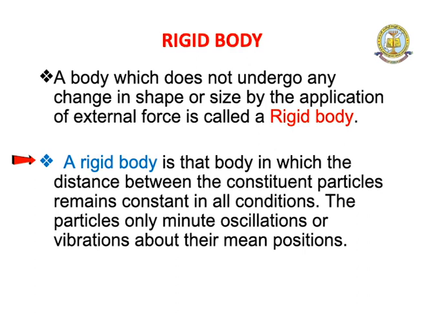Okay, a rigid body which does not undergo any change in shape or size by the application of an external force is called a rigid body. A rigid body is that body in which the distance between the constituent particles remains constant in all conditions. The particles only exhibit oscillations or vibrations about their mean positions.